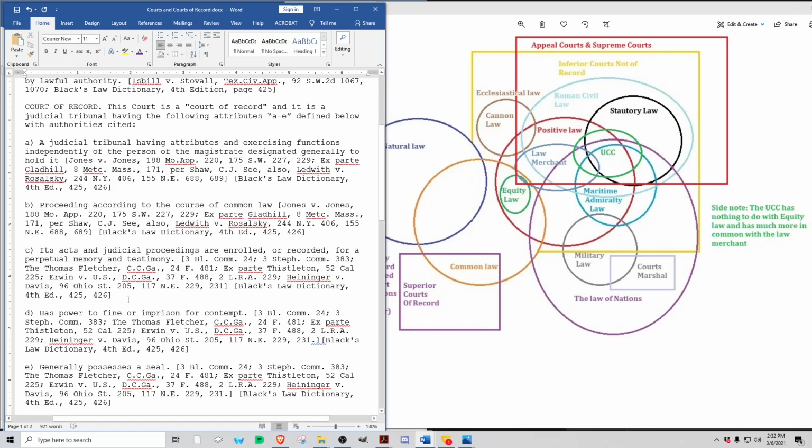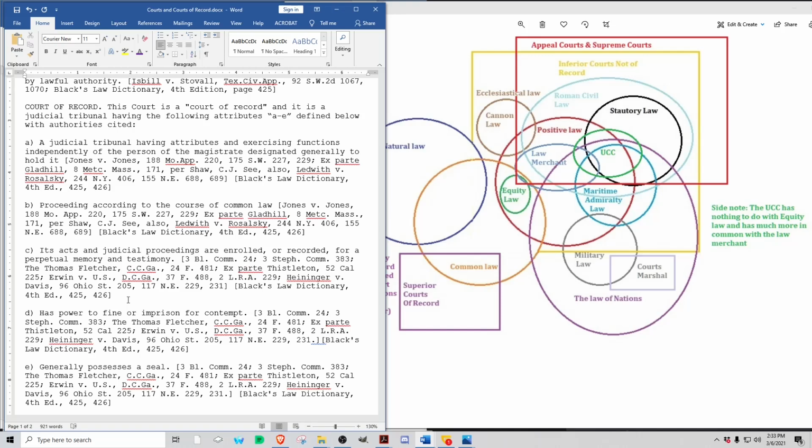C, its acts and judicial proceedings are enrolled or recorded for perpetual memory and testimony. Keeps a record. Great. D, has power to fine or imprison for contempt. As I said, if the stupid little magistrate wants to get out of line, hold a contempt hearing. Say, hey, I'll give you a chance to argue your side. What makes you think that you have any authority to determine or to be a tribunal in this court of record? Answer me. Oh, you can't? Good. You can go sit in jail for a few weeks. Think about it. Mull it over a little bit, while all the rest of your colleagues run in terror from the fact that we control this nation.